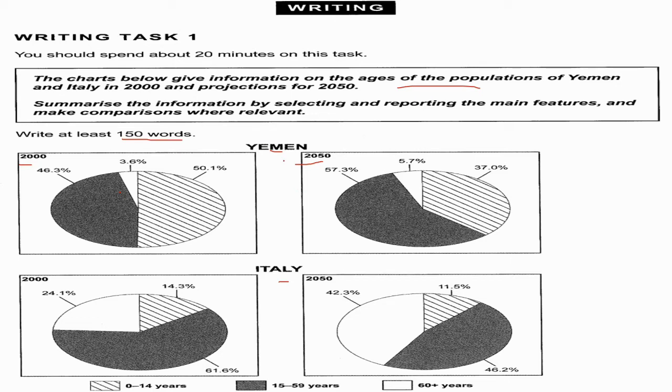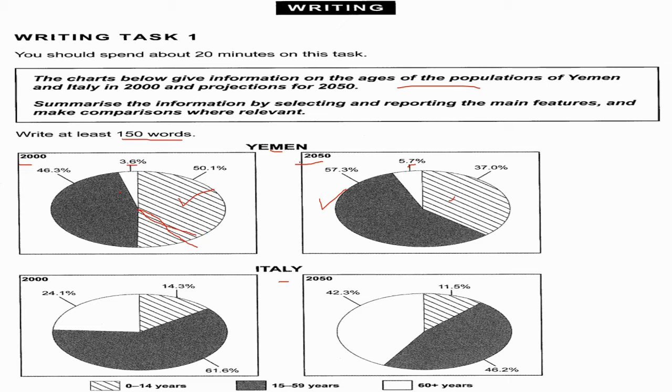So for Yemen, we see a large population of the age between 0 to 14, while in 2050 the larger chunk will be between 15 to 59 years. There is not much increase in the 60 plus year population, and there is a decrease in this line, which means 0 to 14 years. So the young population will be less in 2050 in Yemen.